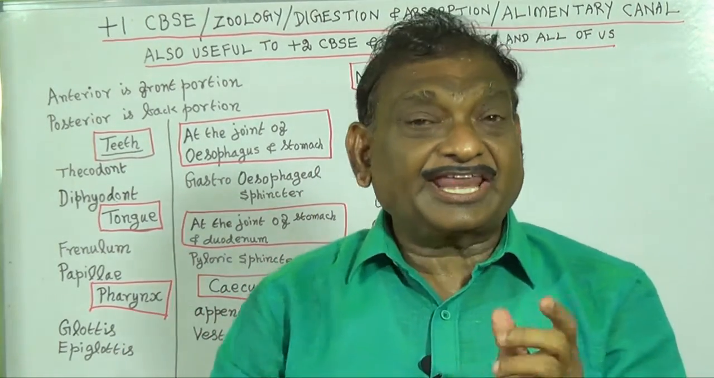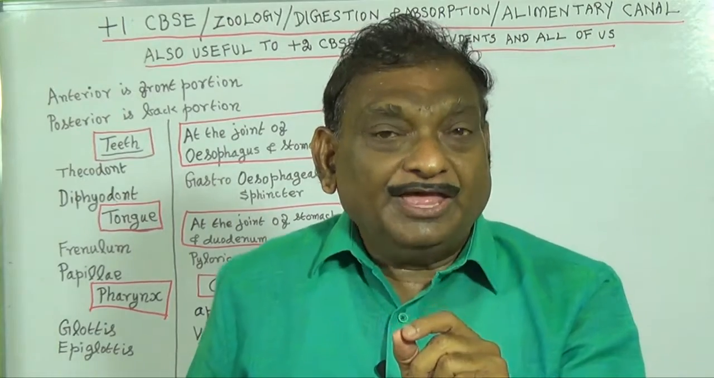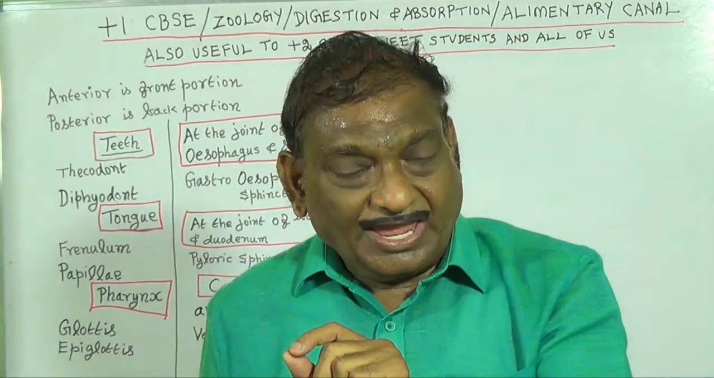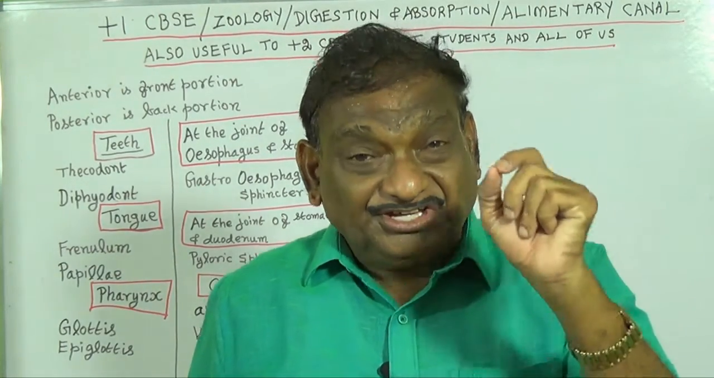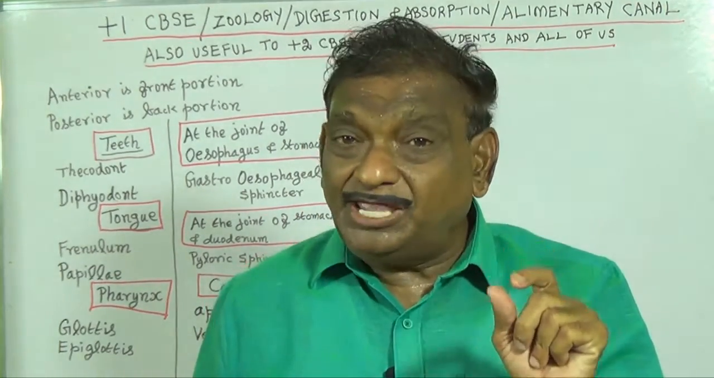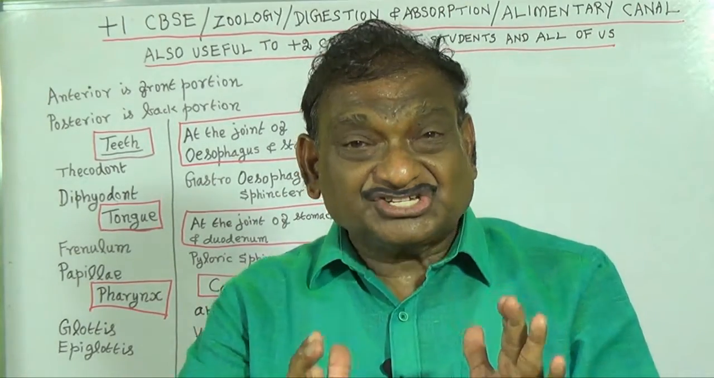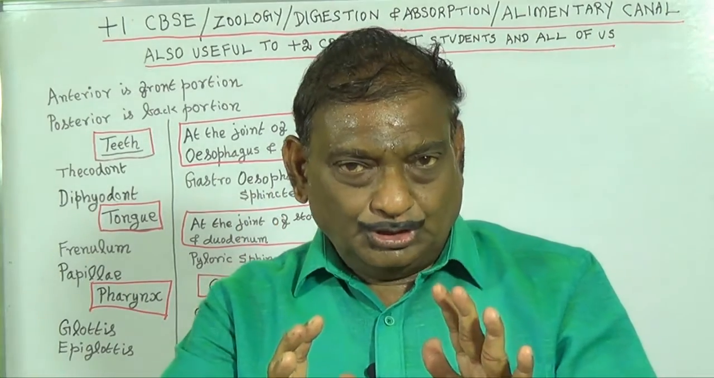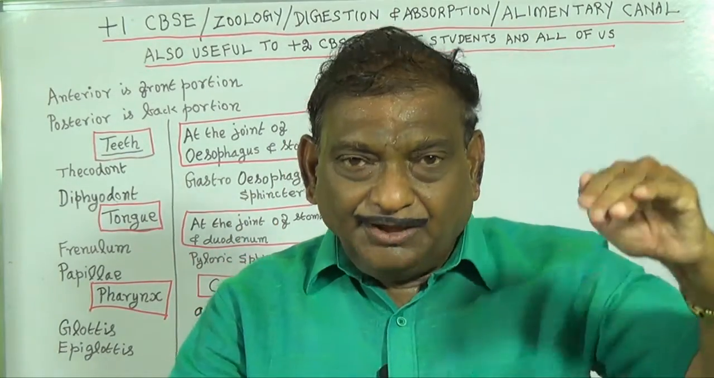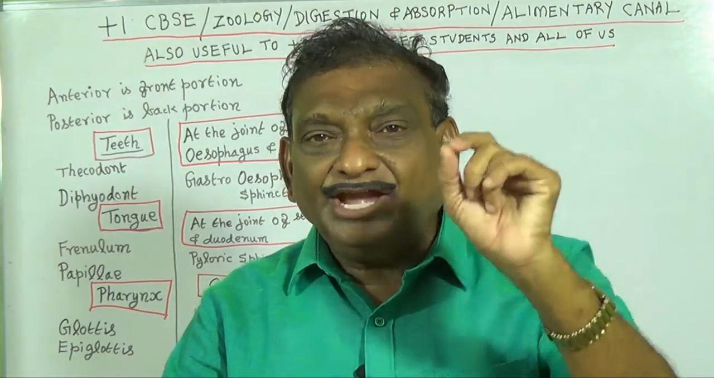Similarly, in the right side of the lower jaw, there are 8 teeth, and in the left side of the lower jaw, there are 8 teeth. Thereby, there are 16 teeth in the lower jaw also. So hence totally we are having 32 teeth.